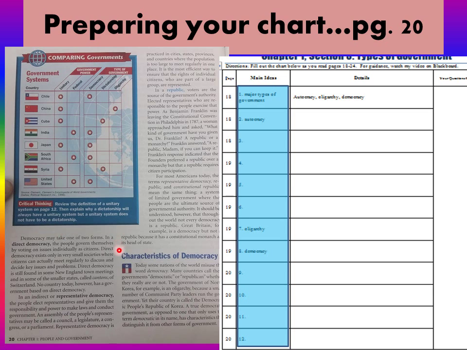Okay, on this page, we have black, blue, big blue. Okay. Direct democracy is going to be number 9. Representative democracy is going to be number 10. Republic is going to be number 11. And characteristics of democracy is going to be number 12.